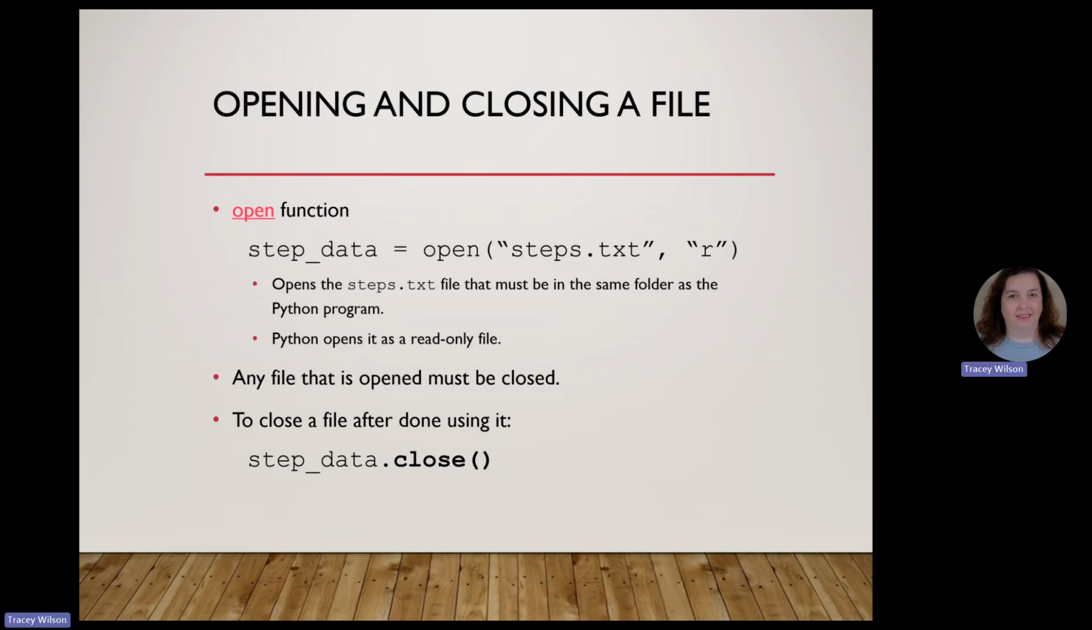So like any other function that is getting data, like the input function, we have to set up a variable to hold the data we're getting, right? So the first thing we're going to do before we open a file is set up a variable to hold what we're opening. So step data is going to be equal to open steps.txt, comma, R. Now, the comma R indicates that we are read only this file.